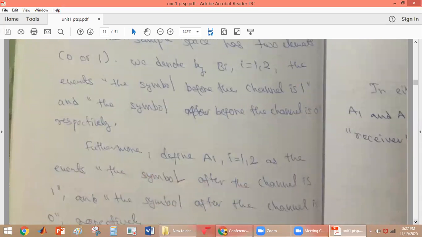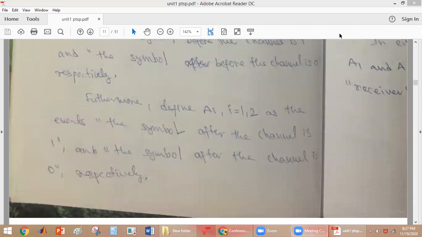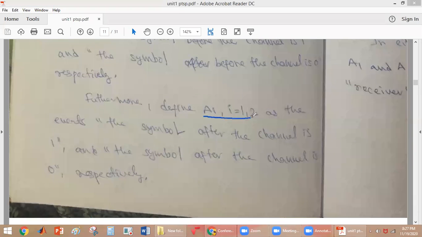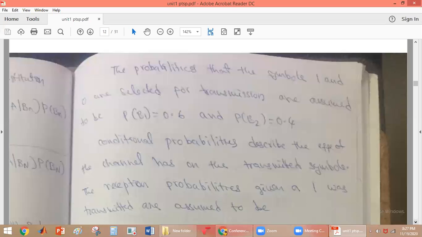And similarly, at the receiver we have two events, a1 and a2. What is a1? a1 is the symbol after the channel at the receiver side. If you are receiving 1, that is a1. If you are receiving 0, that is a2. So at the input side you have two symbols, and at the output side also we have two symbols.